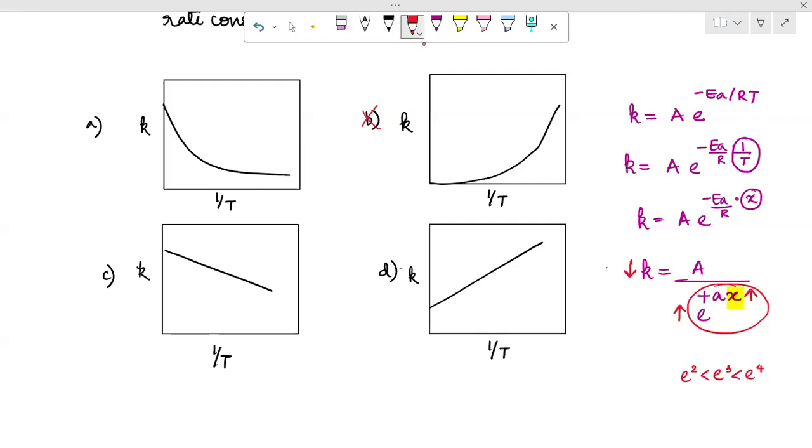So it's not option B, it's not option D. It's either A or C. As the exponential is involved, it's not going to be linear. So the correct option is option A.